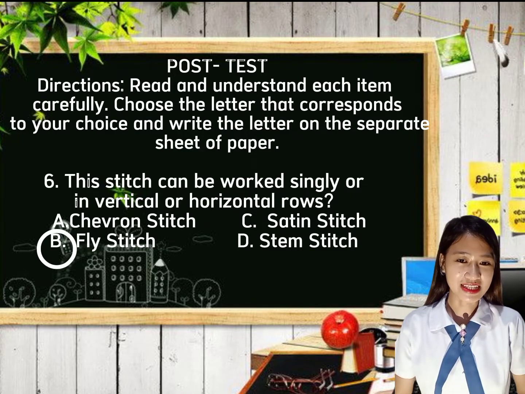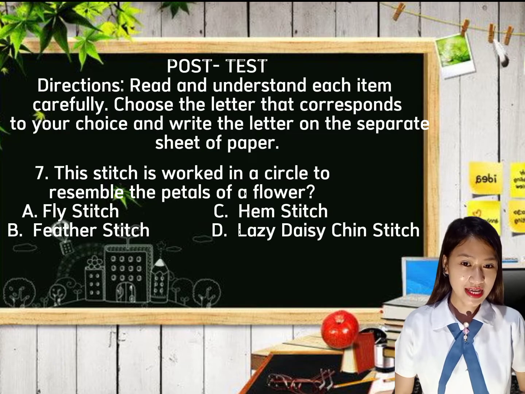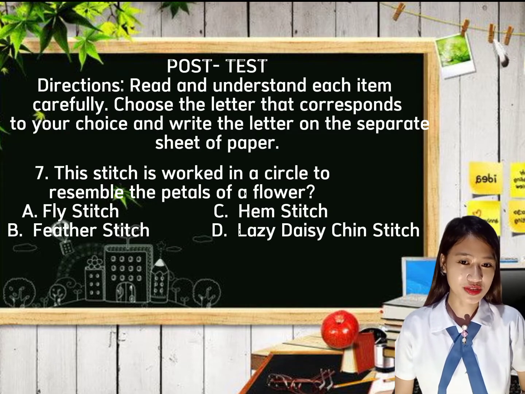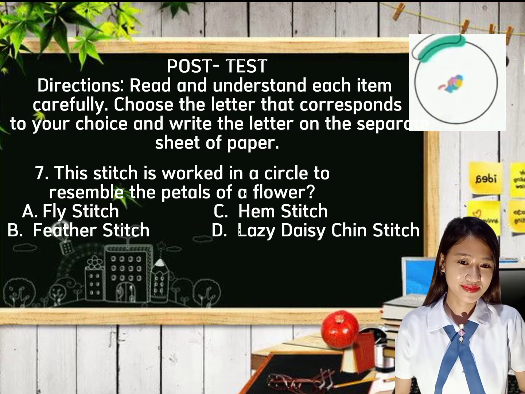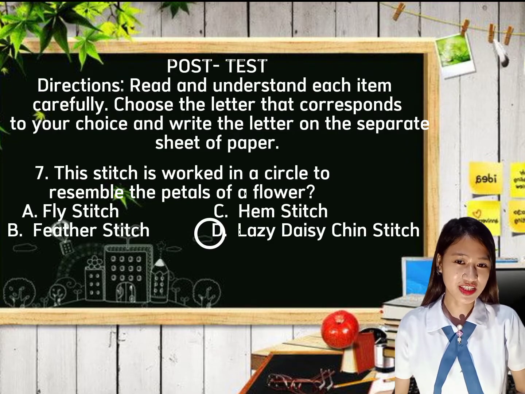B. Fly stitch. Number 7. This stitch is worked in a circle to resemble the petals of a flower. A. Fly stitch. B. Feather stitch. C. Hem stitch. Or D. Lazy daisy chain stitch. Letter D. Lazy daisy chain stitch.